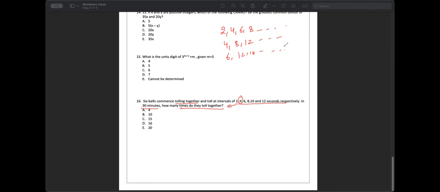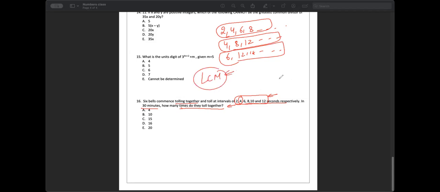So what exactly we are looking at is LCM of these numbers. When will the next time they toll together? One bell tolls at a multiple of 2 seconds. One bell tolls at multiples of 4 seconds. One bell tolls at multiples of 6 seconds. So if we can find a common multiple, that common multiple will be some time when all the bells will toll together. Is that point clear? We're looking at LCM, common multiple. Any doubts with that?